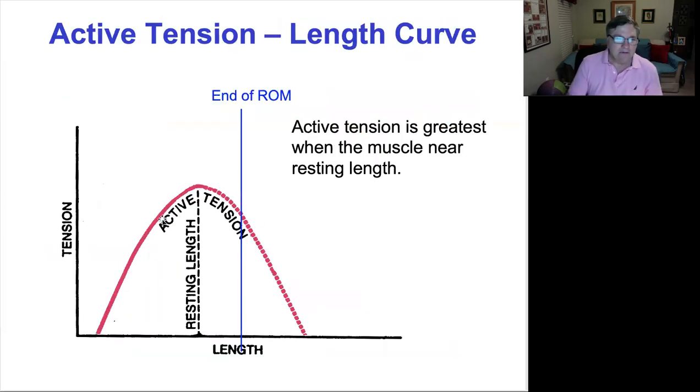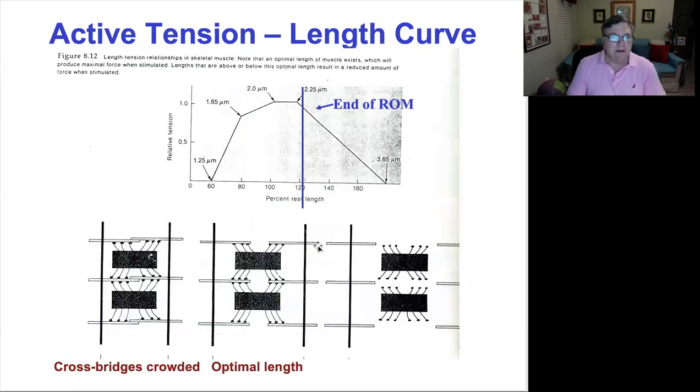So this is kind of what we want with active tension. When we get near the end of the range of motion, we got a peak that's close to our resting length, and about 120% of the resting length, that's about where we see the end of the range of motion. If we add in passive tension, then we get a pretty good peak right in here. So that's where you can produce the greatest amount of force. So this is kind of an old classic curve from physiology and exercise physiology classes.